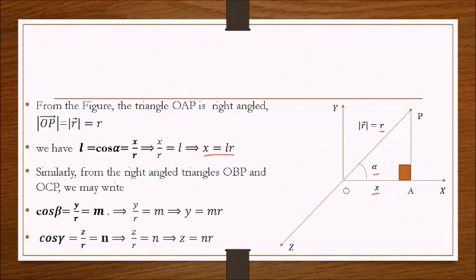Similarly, we can get from the right angle triangles, if we draw one perpendicular from the point P to the y-axis and z-axis, cos beta equal to y by r, which is equal to m, which implies y equal to mr. Similarly, cos gamma we can get as z by r, which is equal to n, which implies z equal to nr. Here remember l, m and n are the direction cosines.